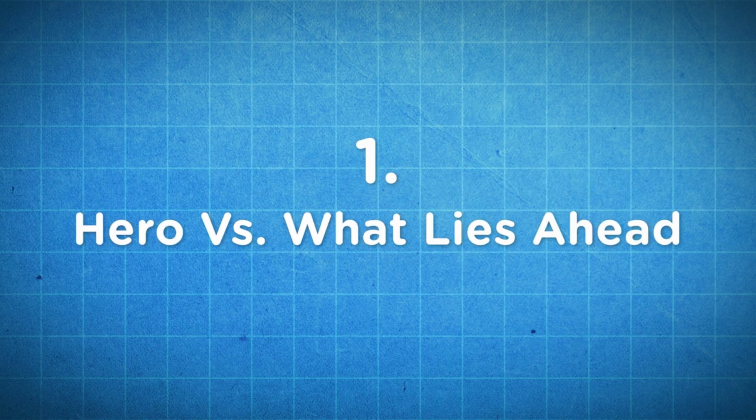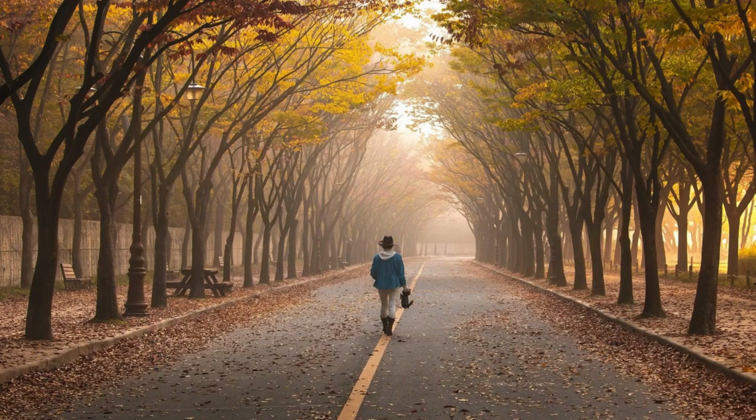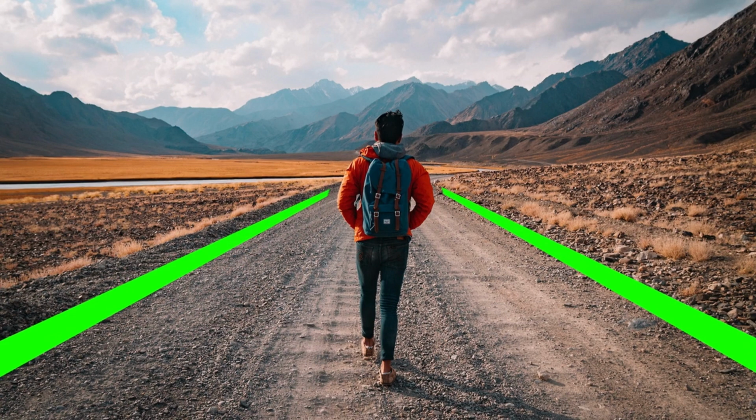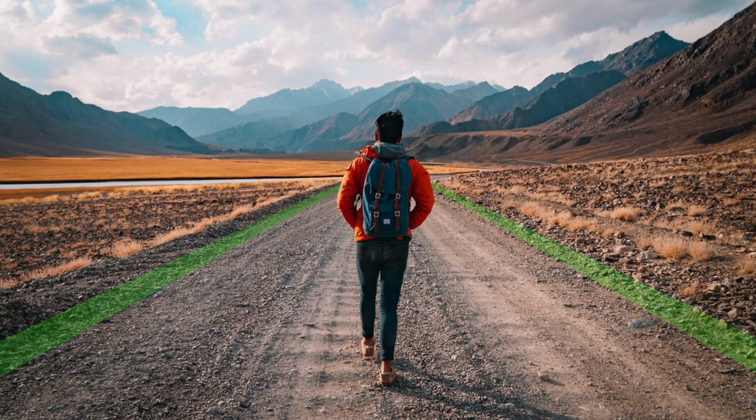Hero versus what lies ahead. You can use distance and vantage point to portray that you have somewhere to go or an unknown place lies ahead. The use of vantage point helps add a lot more depth to the scene, and the distance helps separate you from where you're going.